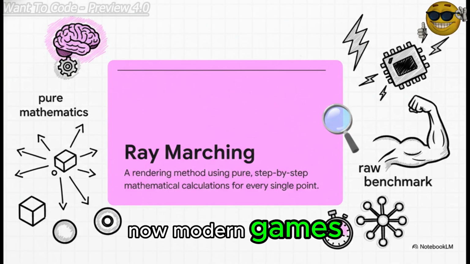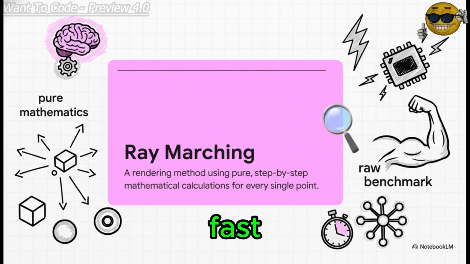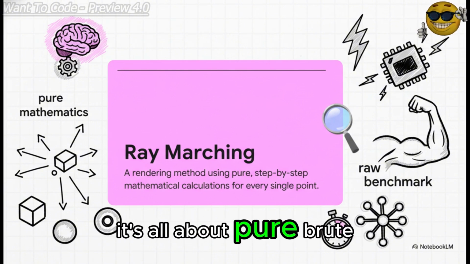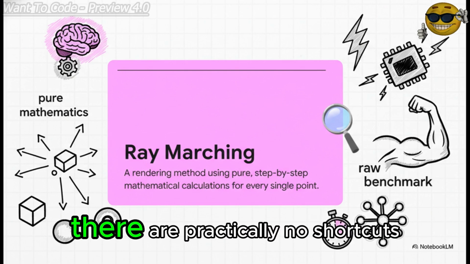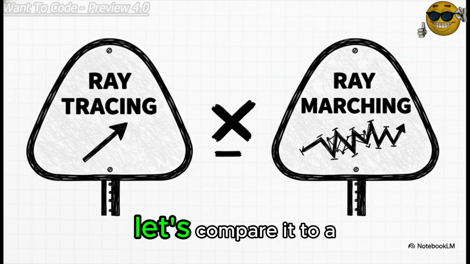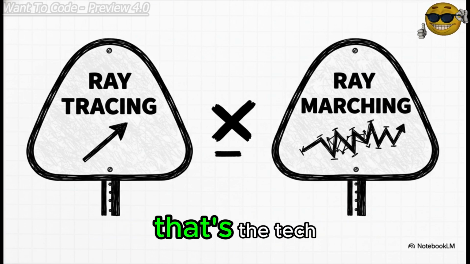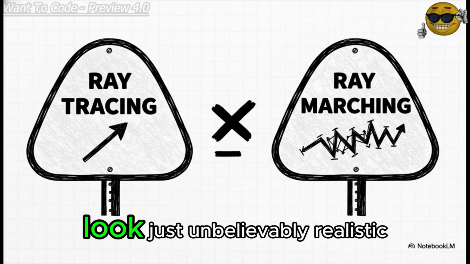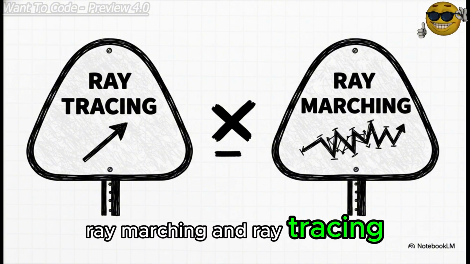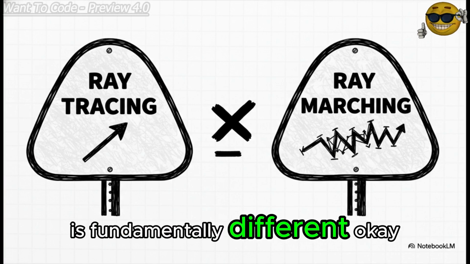Now, modern games are packed with all sorts of shortcuts and clever optimizations to run fast. Raymarching just throws all of that out the window. It's all about pure, brute force mathematics. There are practically no shortcuts to be found here. Now, to really get what this means, let's compare it to a term you've probably heard a lot about lately, ray tracing. Yeah, that's the tech that's been making lighting in video games look unbelievably realistic. And while the names Raymarching and ray tracing sound super similar, trust me, their whole approach is fundamentally different.